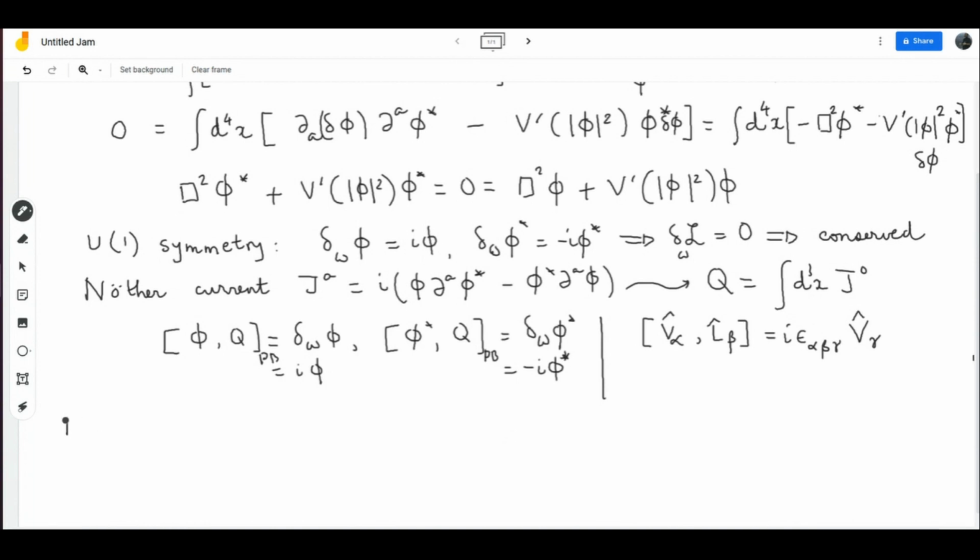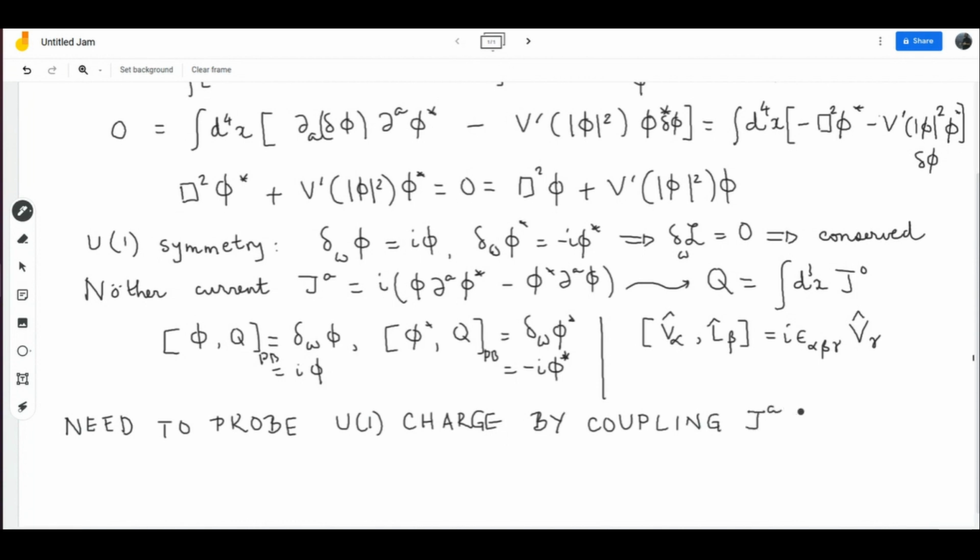We now need to probe U(1) charge by coupling J^A to A_A. This is an electromagnetic field, the electromagnetic vector potential. Is this clear that we need to do this probe?